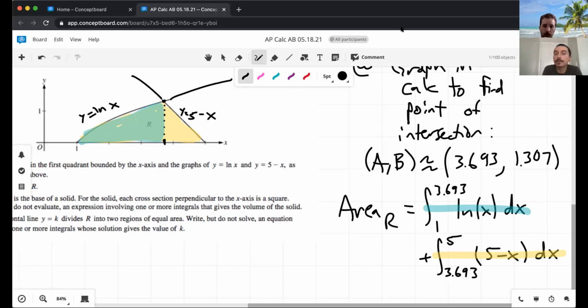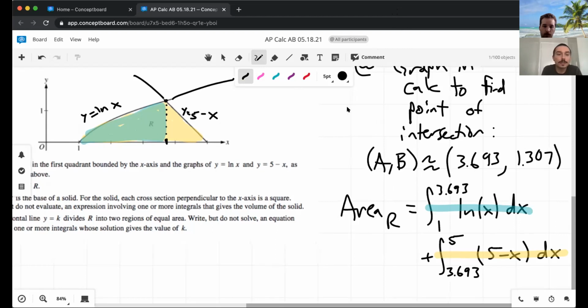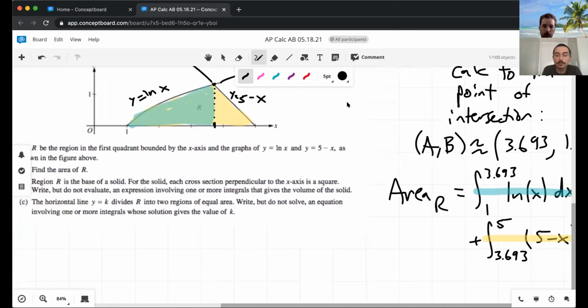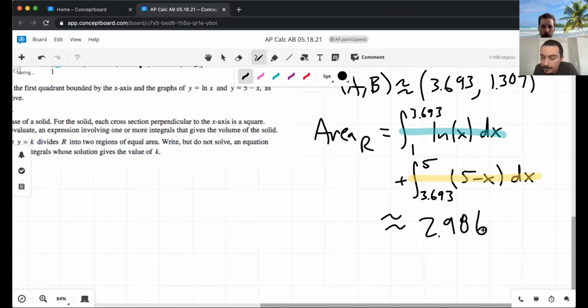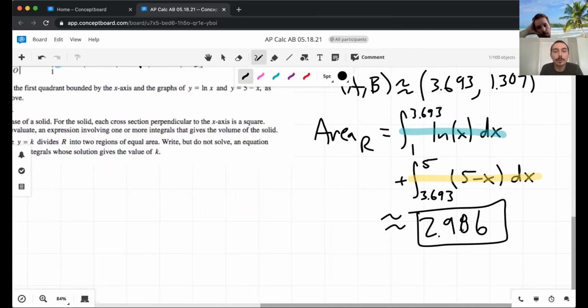Okay, that's your final answer for this part. You could numerically solve it. When you put this into your calculator, you get about 2.986. So this is your answer for part A. And you'd get a point for your limits of integration, a point for your integrands, and a point for this final answer.